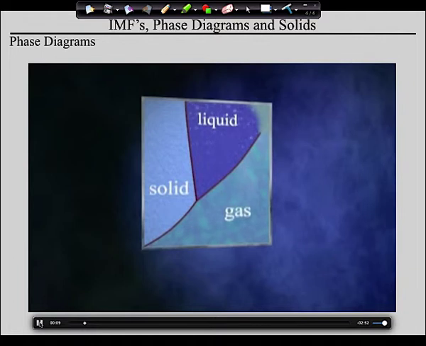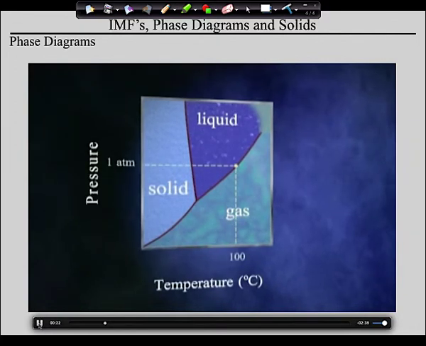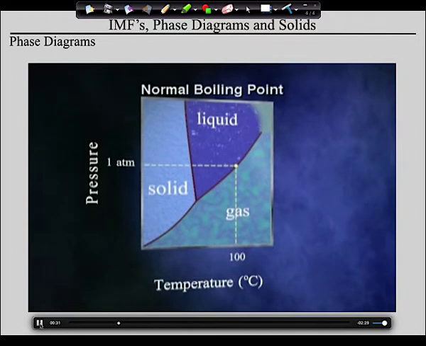You'll see. The lines that separate the phases are called phase boundaries. Now guys, what do these phase boundaries represent? Phase changes. At any point along a phase boundary, the phases exist in equilibrium with one another. For example, in the phase diagram of water, at 1 atmosphere of pressure and 100 degrees Celsius, liquid water and water vapor exist in equilibrium. This point is known as the normal boiling point of water. And guys, normal means 1 atmosphere of pressure.